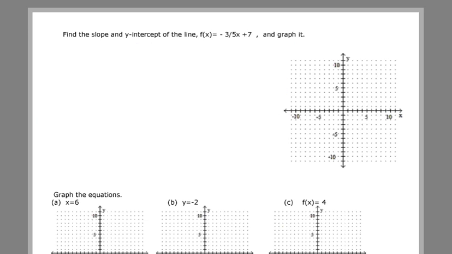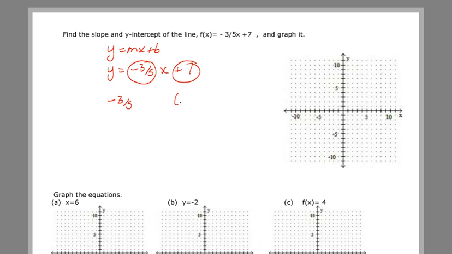So let's continue. Let's look at this equation. We want to find the slope and the y-intercept of this line and then graph it. Well, notice that this line is in our slope-intercept form. It's in the form of y equal mx plus b. Remember, f of x and y are interchangeable. So this equation looks like y equal -3/5 x plus 7. Well, there's the slope, -3/5. There's the y-intercept, 0, 7. From this information, we should be able to graph the line.